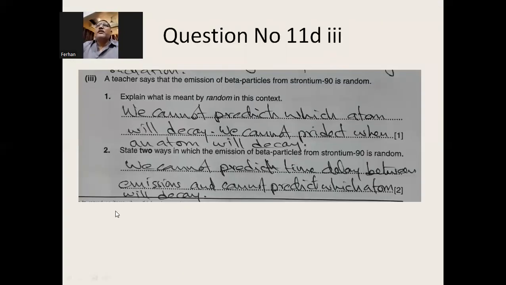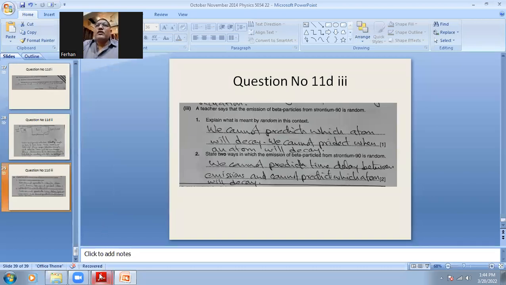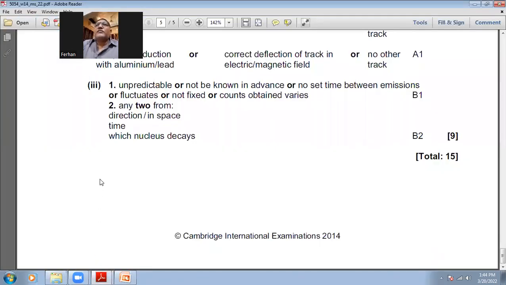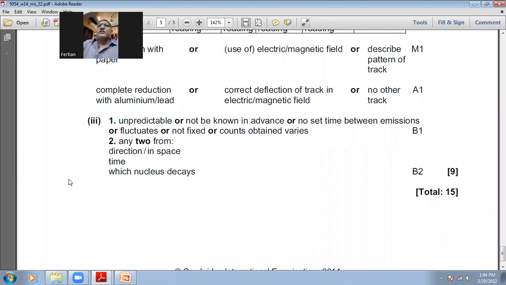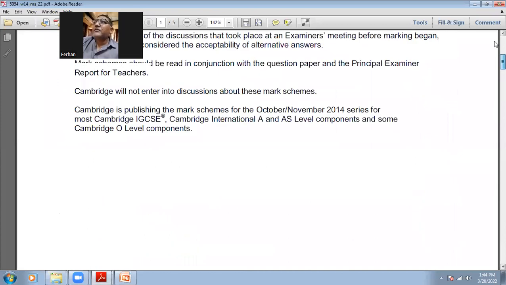So I think this is done. Let me check the marking scheme. The marking scheme for the first part and the second part, both are showing up on your screen. You can pause the video and you can check the marking scheme.